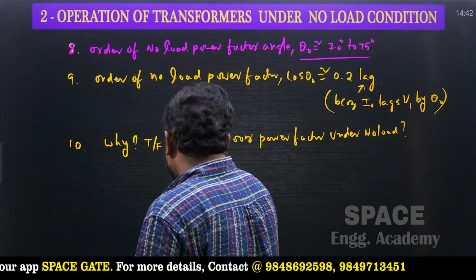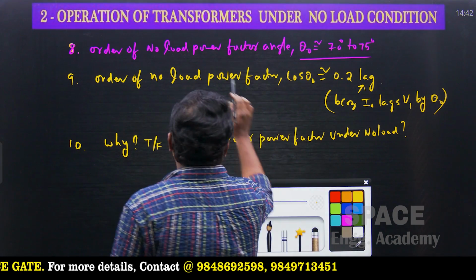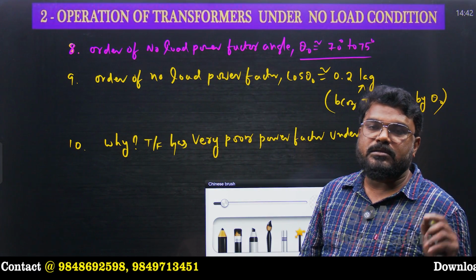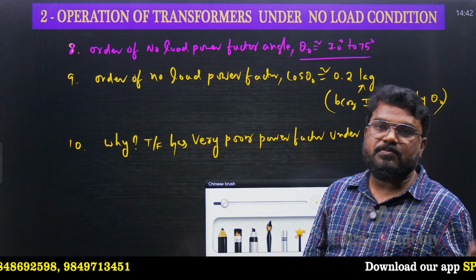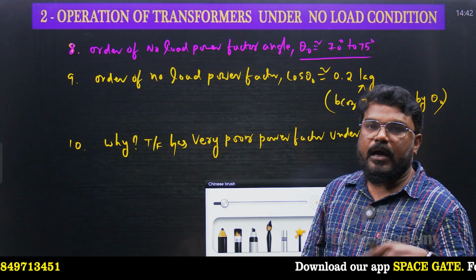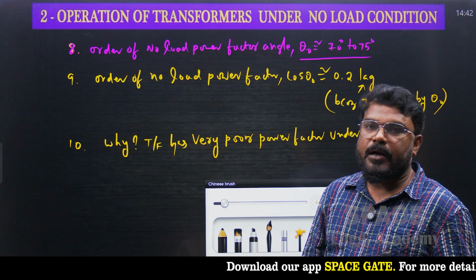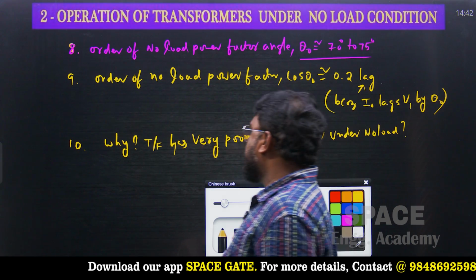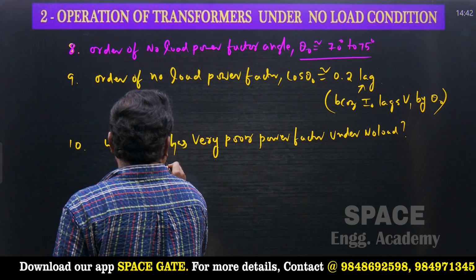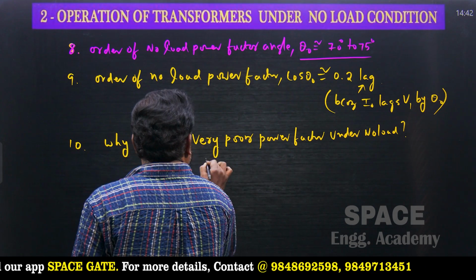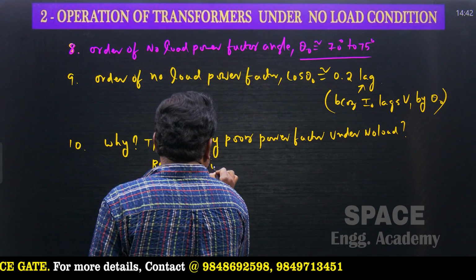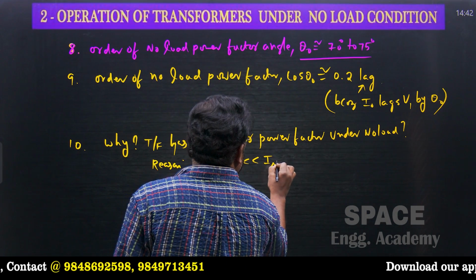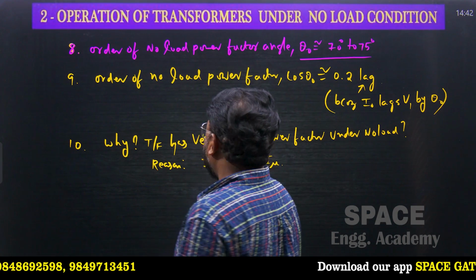So what is the reason here? Magnetizing current. We know the order of the magnetizing current is 4 to 6% of the rated current, and the order of the iron loss component of current is 1% to 2% of the rated current. So the reason for this question is that the iron loss component of current is very small as compared to the magnetizing component of current.